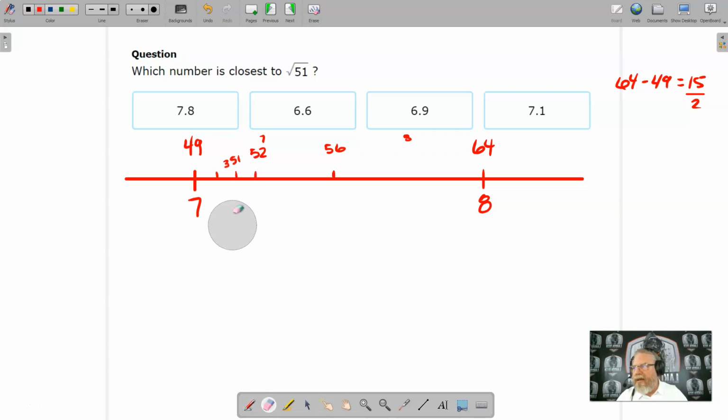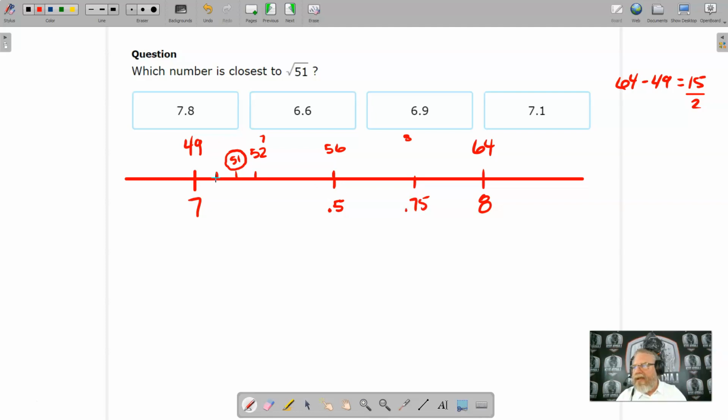Let me try to get a smaller eraser, a little bitty eraser, and get rid of that 3 there. So we know that 51 sits right here on the number line between 49 and 64. Now let's consider the distance between 7 and 8. Right smack in the middle, we know it's going to be 0.5, right? And over here would be 0.75, so you kind of get an idea of what I'm doing here.